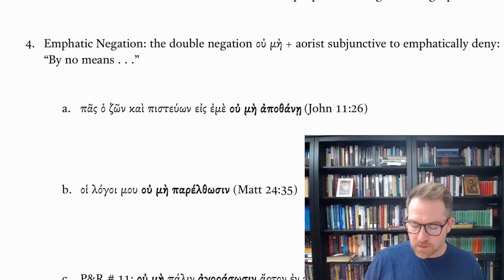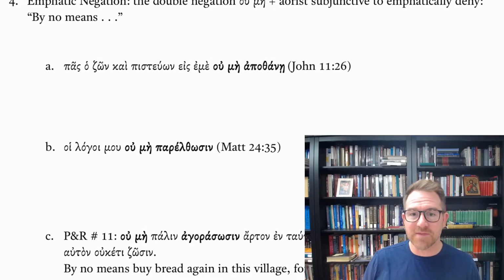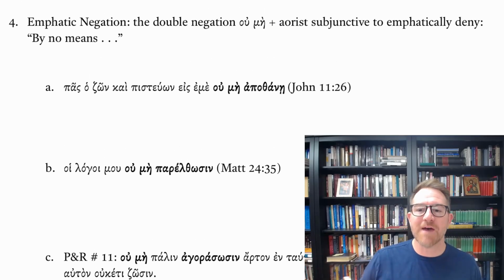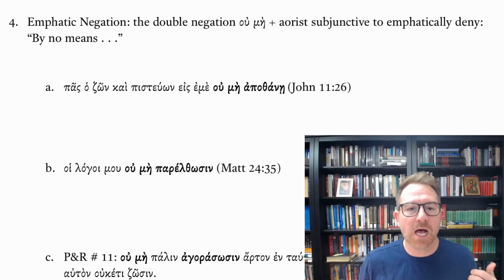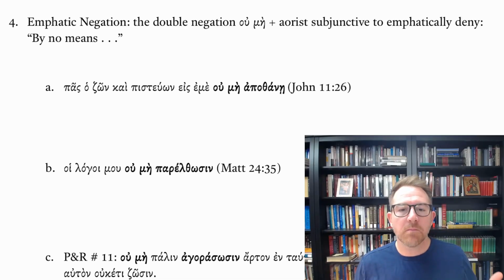Emphatic negation, the double negation of ume with the aorist subjunctive, is to emphatically deny. By no means. So John 11:26, pas hazon kai pistuon, everyone living and believing eis eme, in me, ume apathane, by no means will perish, right? Everyone living and believing in me, trusting in me. So this is a recognition that by no means will they die.